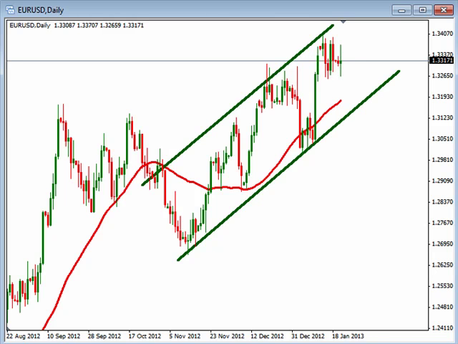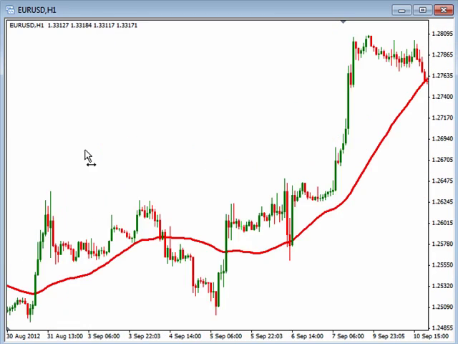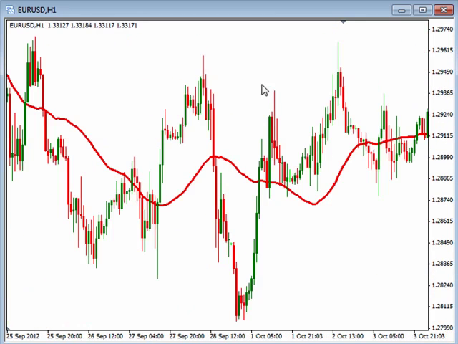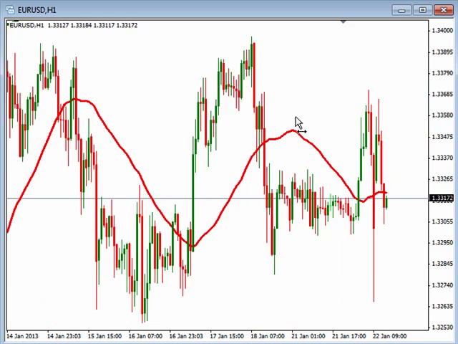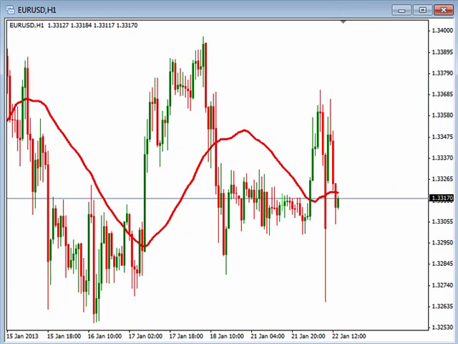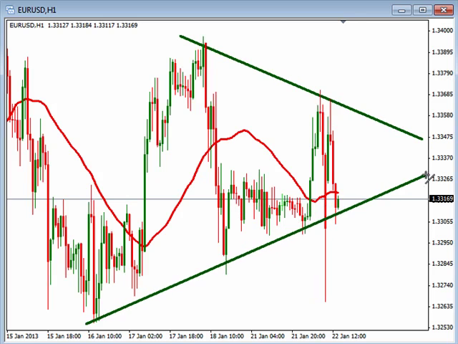If we go down to our hourly chart, let's get to the current time here. You can really see this triangle formation that it's making as it's consolidating. Waiting for and looking for a breakout here would be a possible trade, looking shorter term.